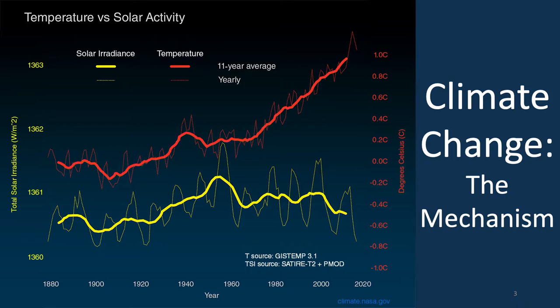Now let's talk a little bit about the mechanism. You might encounter some people that just say that the sun is getting hotter. That is not true. This is some data looking at solar irradiance versus temperature. So this is the solar activity of the sun over time. It is increasing a little bit, right? But not very much. Now, if you compare that to surface temperature, so this is an increase in solar irradiance, so the actual radiation coming from the sun, this is the increase in temperature.